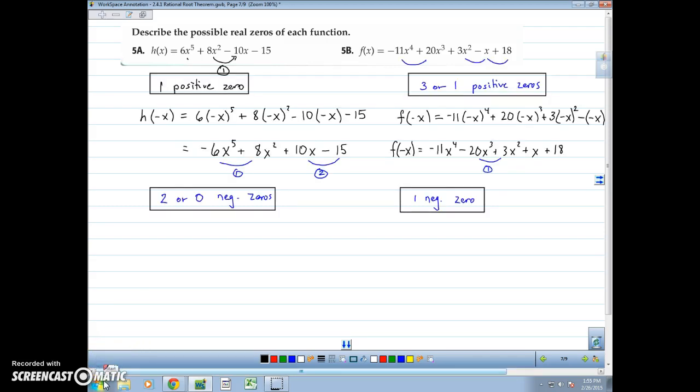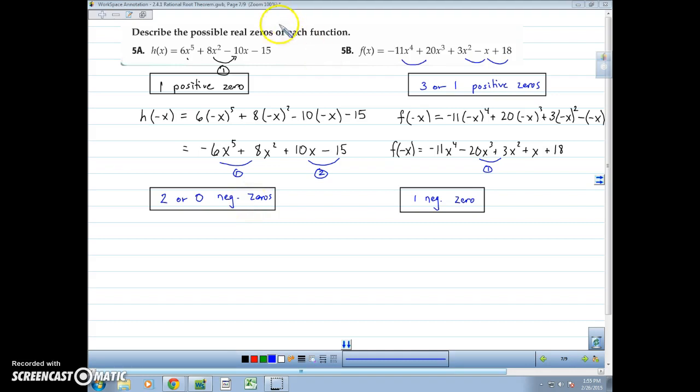Okay, for 5a, you should have gotten that there was one sign change. So that means there's one positive real zero. When you replace the input x with negative x and simplify, you should have gotten two sign changes. So that means there's either 2 or 0 negative zeros.